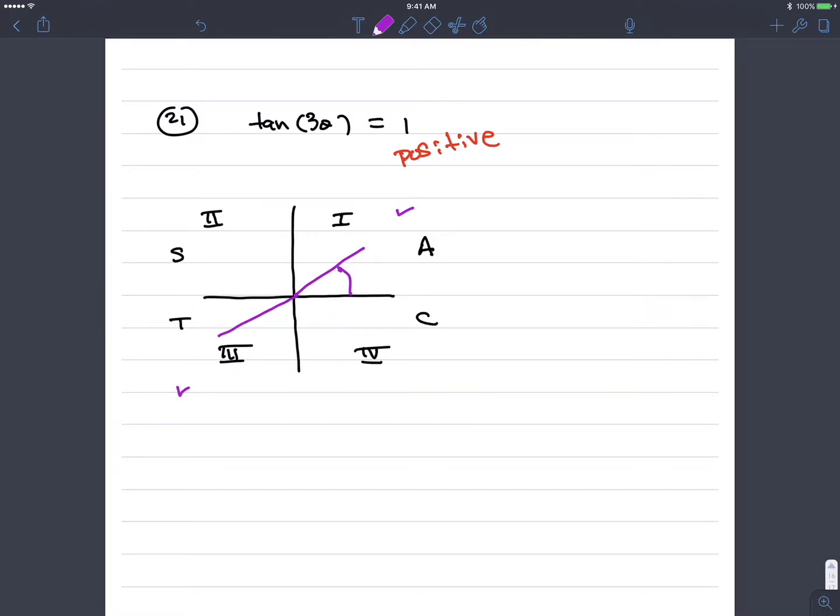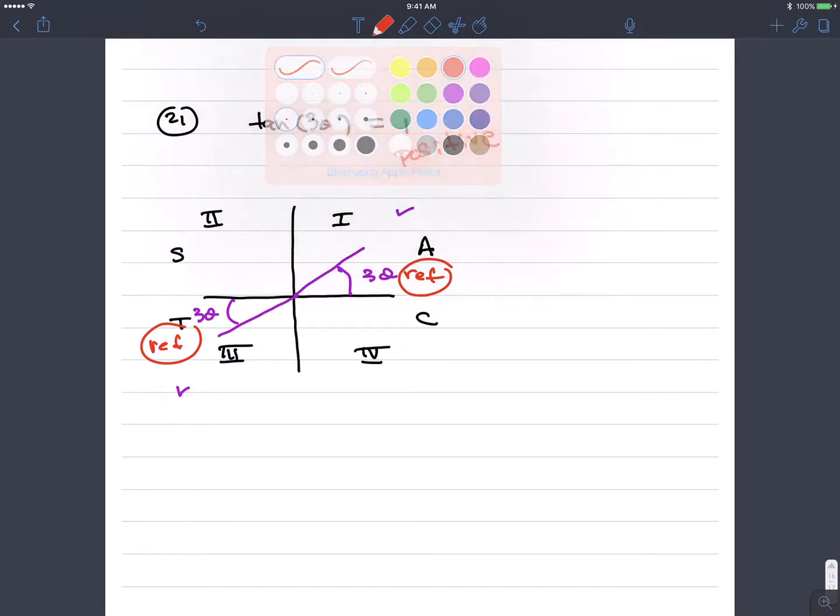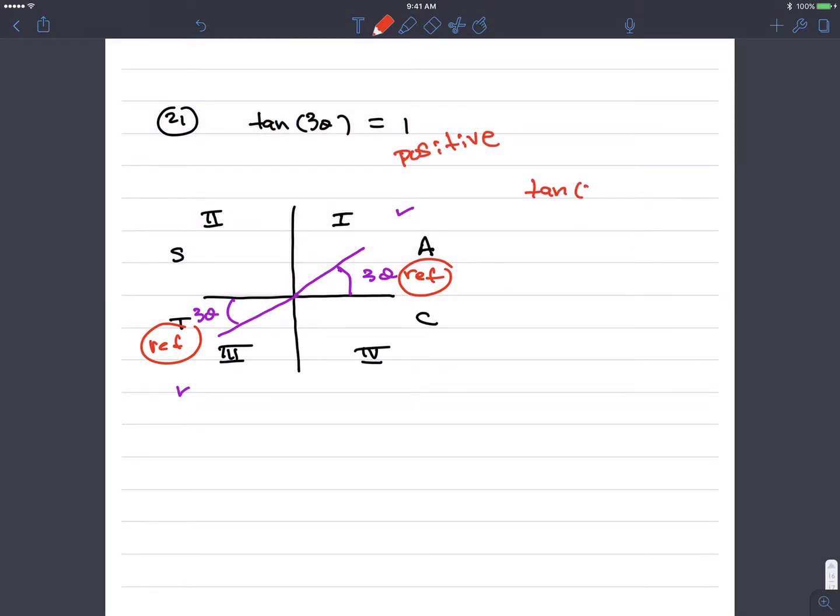Now let's remember that this angle is really 3 theta. And this angle over here is also 3 theta, but remember, we have to consider reference angles. So we're going to look at this quadrant 1 angle as the reference. We're going to find a reference angle here. But let's go back to our tangent definition. Okay? So we know that tangent of 3 theta is a ratio. It's 1 over 1. You guys okay with that?